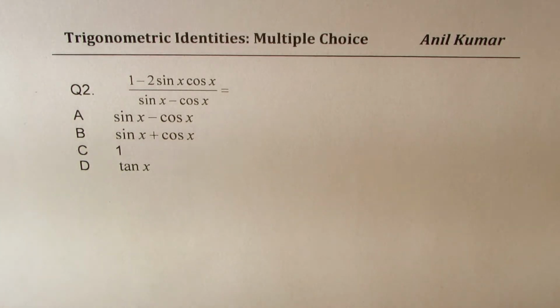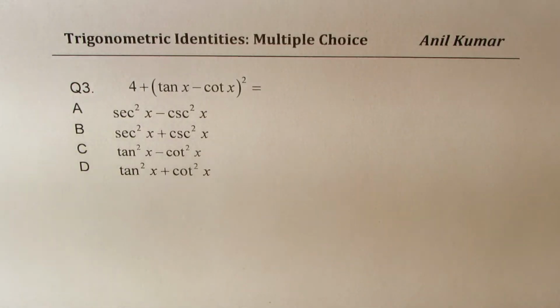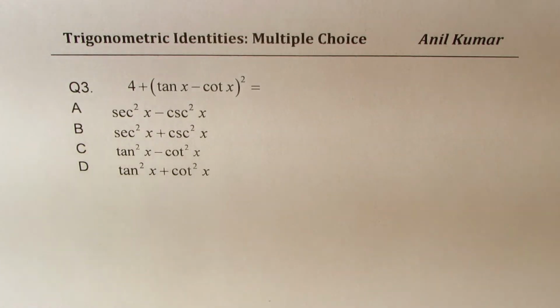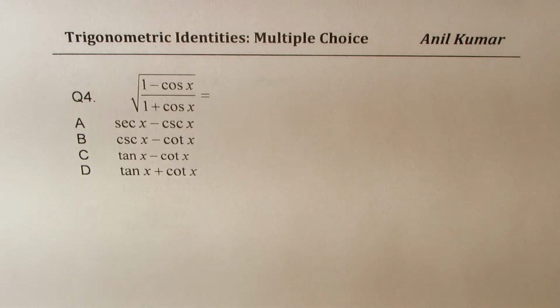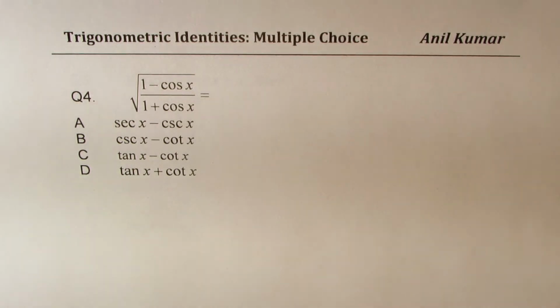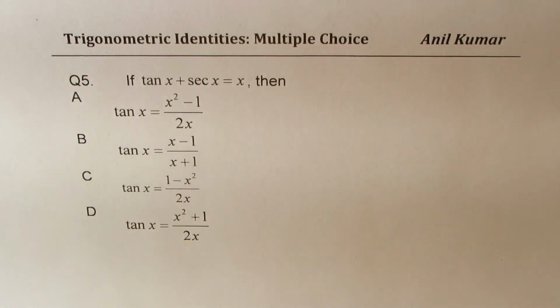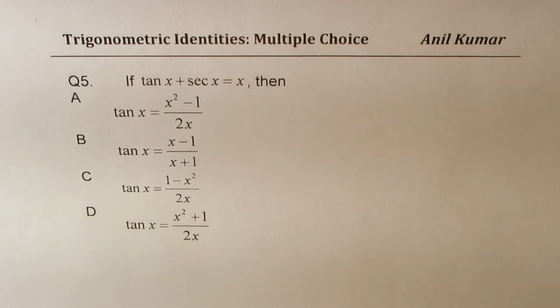Question number 2, 1 minus 2 sin x cos x divided by sin x minus cos x is equal to what? Then question number 3 will be 4 plus tan x minus cot x whole square is equal to, 4 options are given to you. You can actually pause the video, copy these questions, solve, and then look into my suggestions. Question number 4 is square root of 1 minus cos x divided by square root of 1 plus cos x is equal to what? Now these are very popular questions from test point of view, so they should definitely help you in getting better marks.